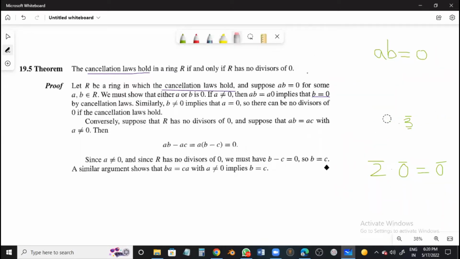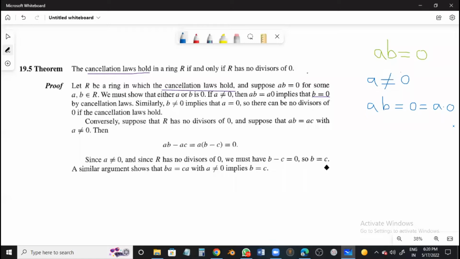Now I would like to go back to my statement. I once again reassert that cancellation laws hold. Now I'm assuming that A is non-zero. If A is non-zero, then what will happen? Because the cancellation laws hold, what we get is A into B is equal to 0, and I know 0 can be written as A into 0 again. Do you agree with my statement? Can I write 0 as A into 0?